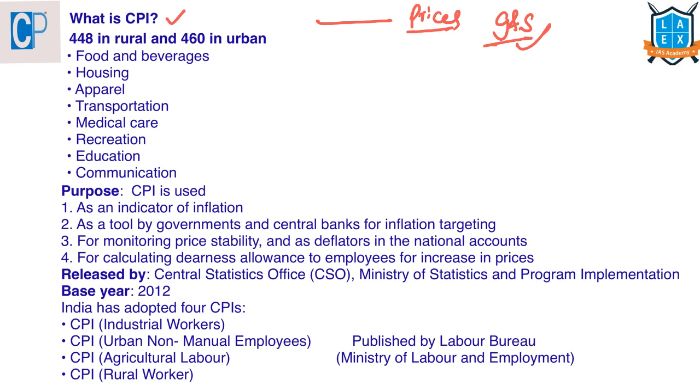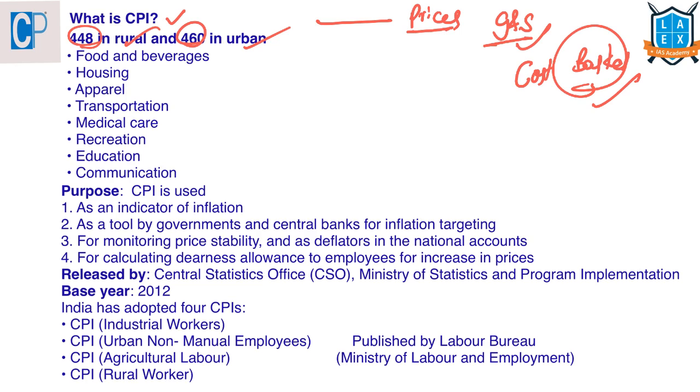And this CPI represents the cost of a basket of goods and services. Based on this basket of goods and services, how their values and prices are changing across the country, this index will be measured. The number of items in this basket is 448 for rural areas and 460 for urban.